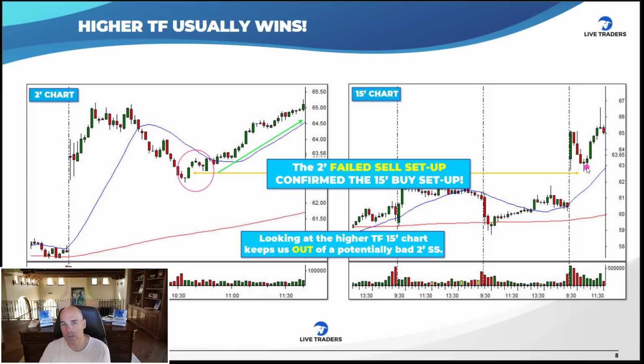And sure, obviously look at the market too. That goes without saying, right? Because a rising tide lifts all boats and a low tide sinks all the boats, right? So my point though is you should be looking at this 2-minute in conjunction with the 15. And whenever this 2-minute sell setup fails, your eyes should be getting juicy. They should be watering up going, this 15-minute buy setup looks really, really, really good.